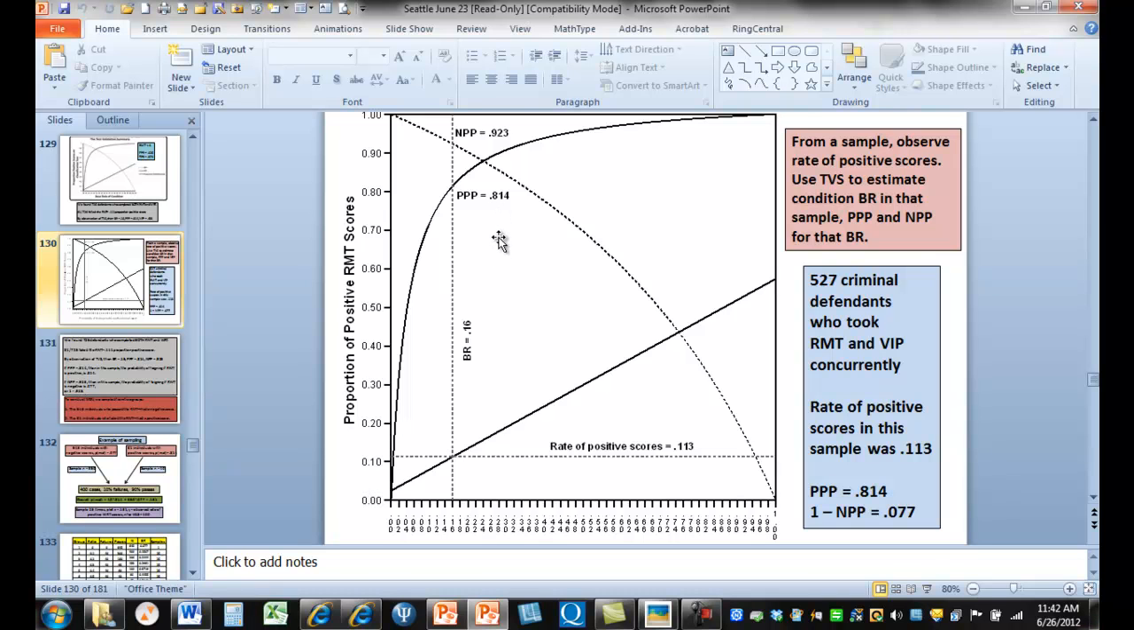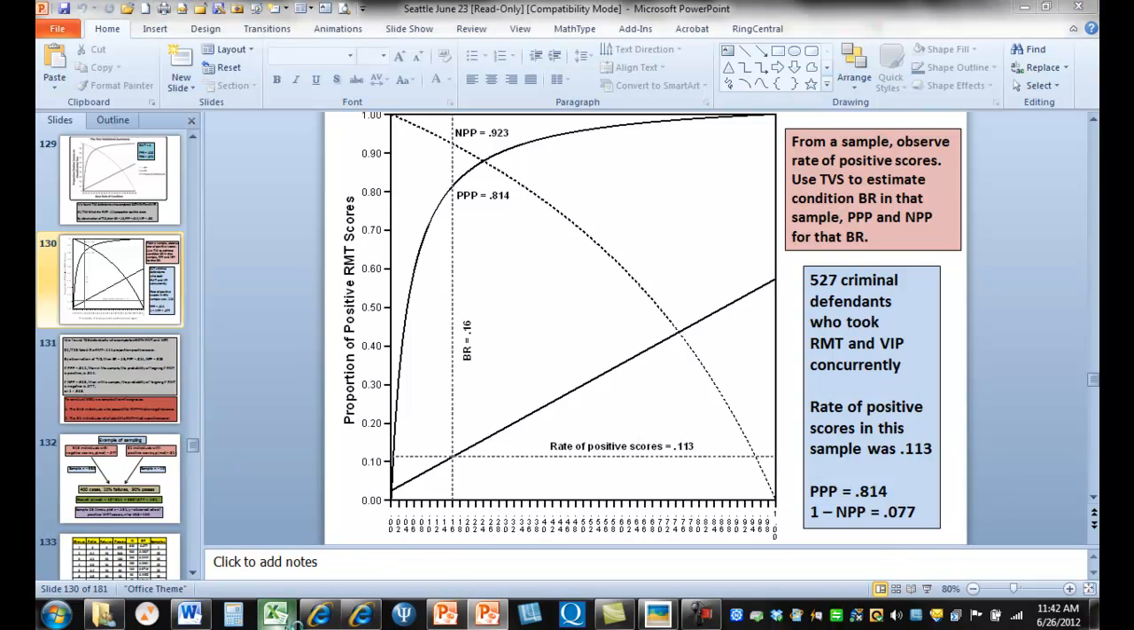All right, so if you have a positive score and the base rate is 16%, then you have an 81% chance of faking, and the negative predictive power is 92.3%, or if you have a negative score, the likelihood you're not faking is 92%, but that also means if you have a negative score, the likelihood you are faking is 7.7%.